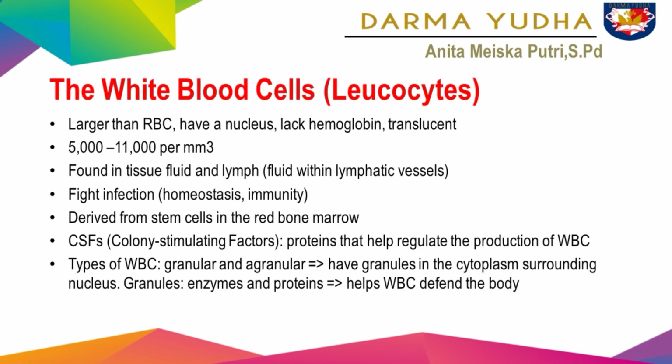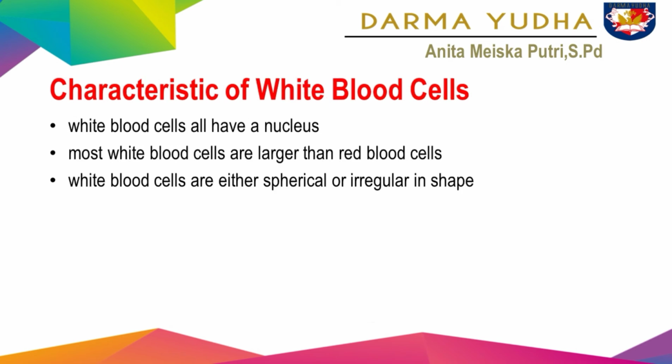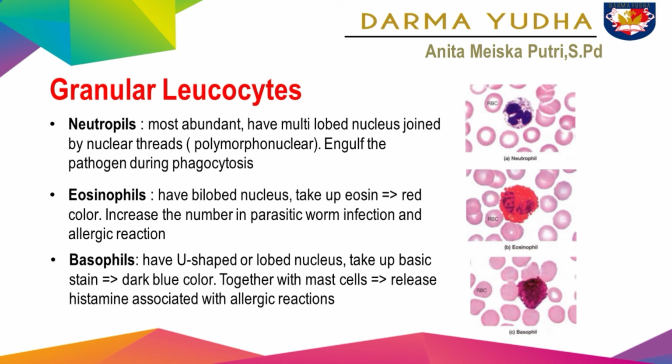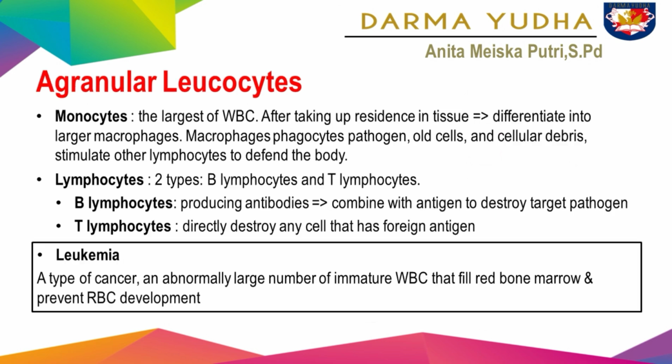And now we come to the white blood cells, also known as leukocytes. It's similar to the red blood cells. You need to know the explanation of the definition first, and then go to the characteristics of white blood cells. And as we know, leukocytes or white blood cells are divided into two types, granular and agranular. So you need to remember that in granular leukocytes there are three different types of cells, and in agranular leukocytes there are two different types of cells. So you need to understand all the things about granular and agranular leukocytes.